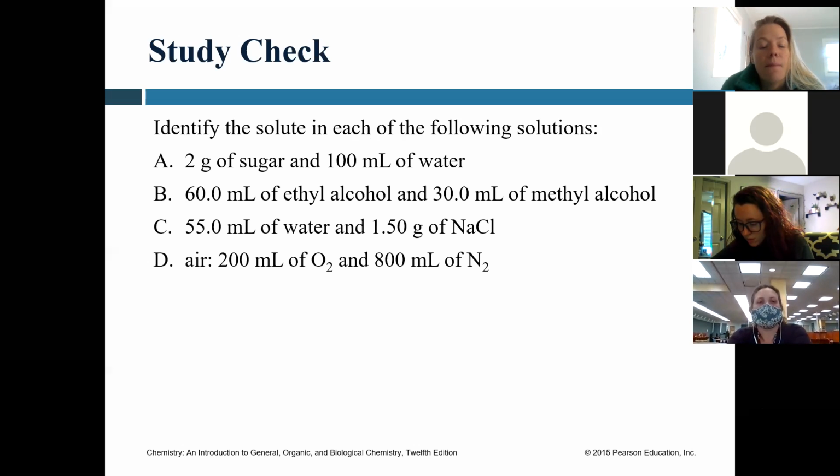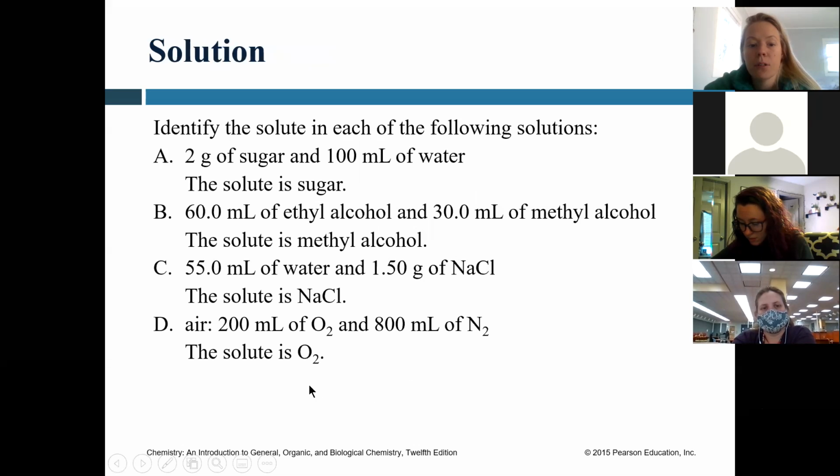We have 60 milliliters of ethyl alcohol and 30 milliliters of methyl alcohol. In that case, the 30 milliliters of methyl alcohol is going to act as your solute. It's whatever you have less of. It's getting dissolved in the greater quantity of the 60 milliliters. Over here, we have 55.0 milliliters of water and 1.5 grams of NaCl. The NaCl is getting dissolved in the water. And then air, we've got 200 milliliters of oxygen and 800 milliliters of nitrogen. We would say that the 200 milliliters of oxygen are the solute because there's less of it. A pretty easy rule of thumb with that.